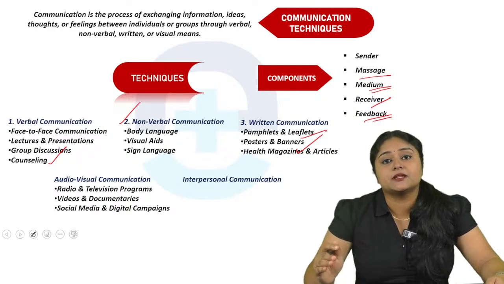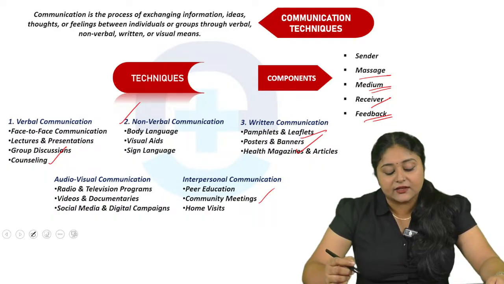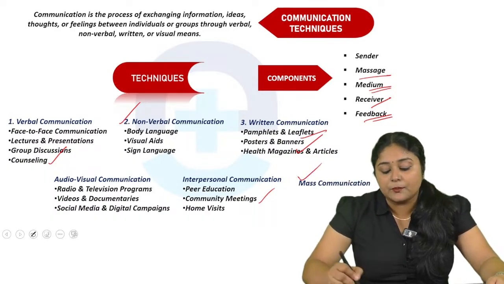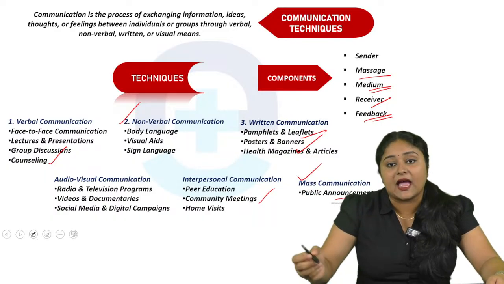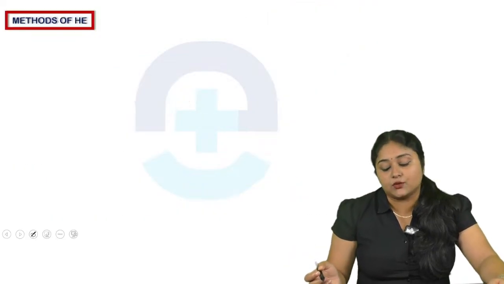Now come to the interpersonal communication. So in this, peer education, then community meetings. Next one is the home visit. Now come to the mass communication. So it is the public announcement. Next one is the newspaper and then newsletter. Then billboards as well as the headings.